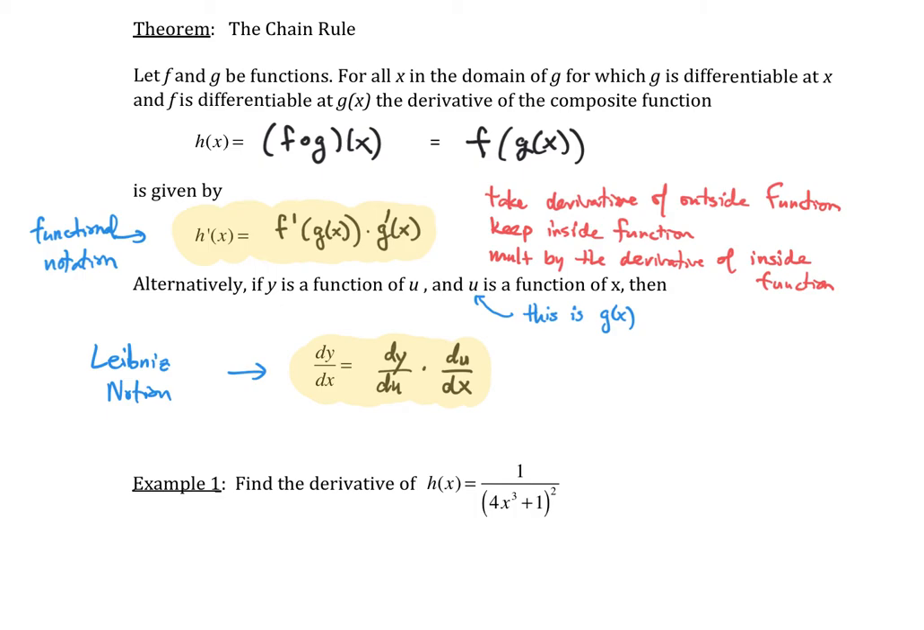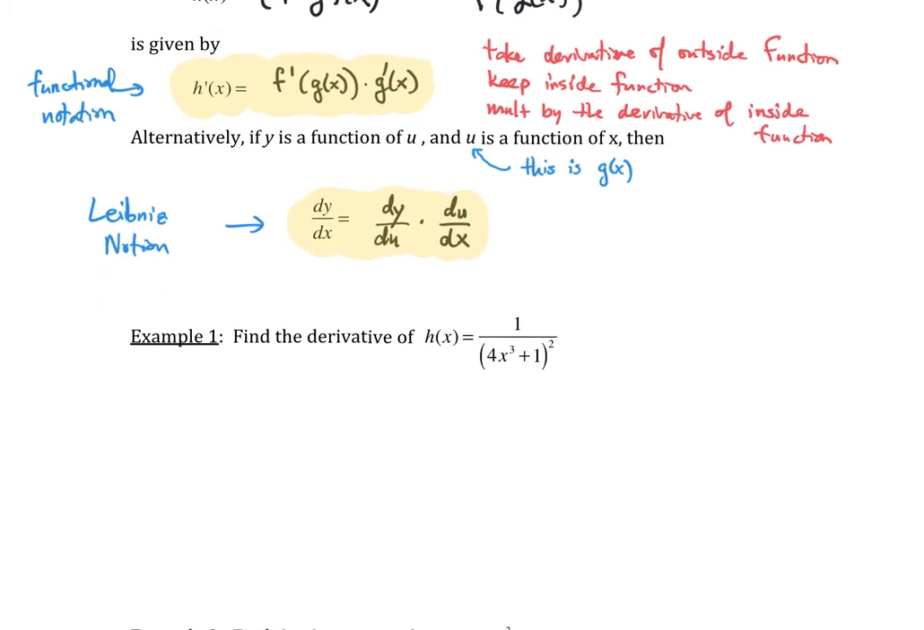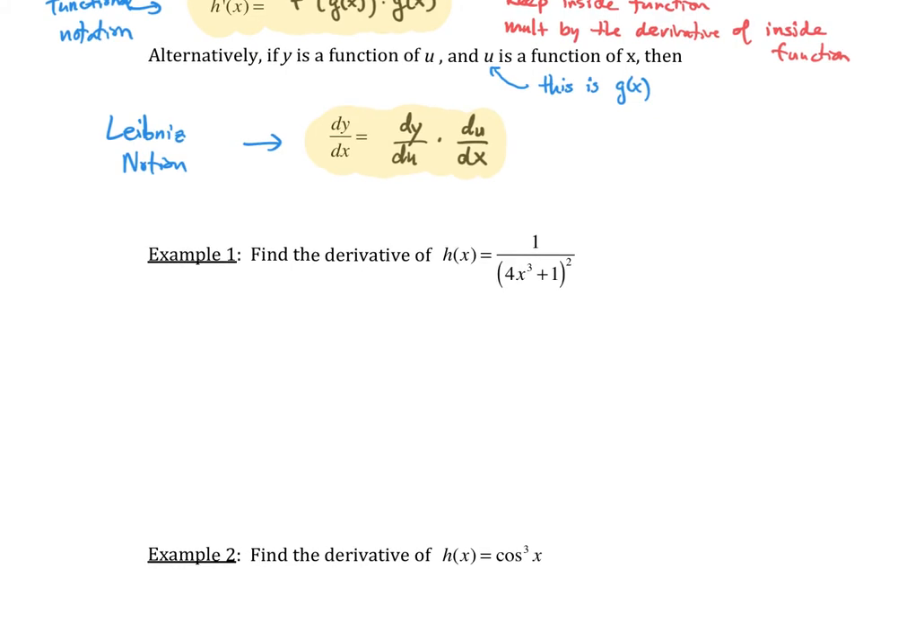All right, why don't we take a look at an example? So if we look at example one, it says, find the derivative of h of x. That's the composition of two functions where it's 1 over 4x cubed plus 1 squared. So I need to see a function inside of a function.